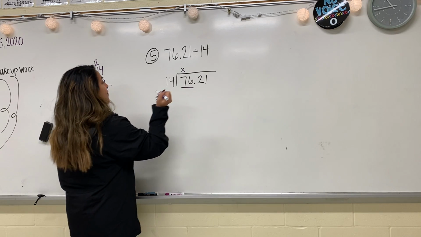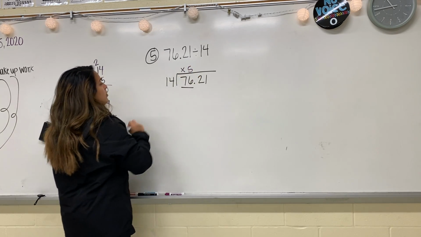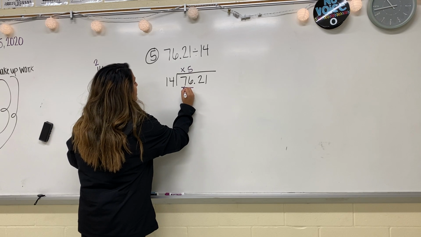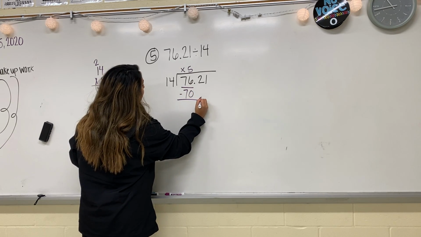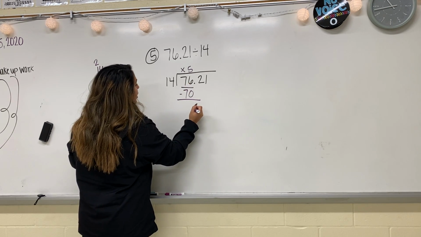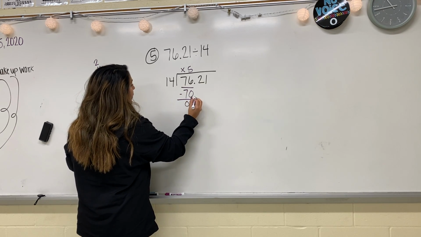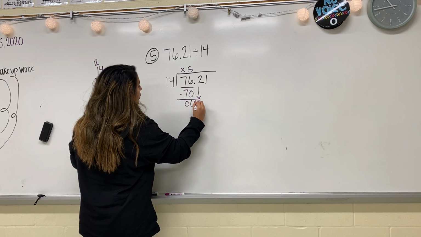So I'm going to put my 5 above the 6, because that's what I multiplied by. Put my 70 and then subtract. 6 minus 0 is 6. 7 minus 7 is 0. Bring down the 2.